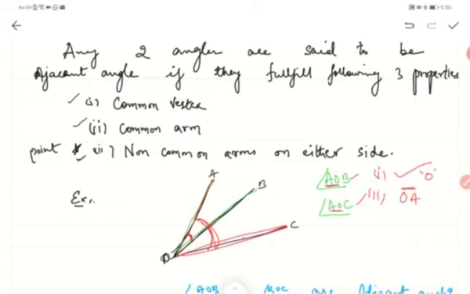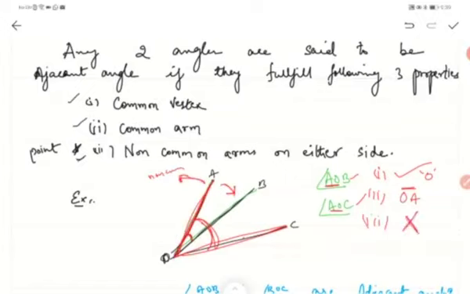AO is a common arm, or OA, any way you can write. Okay, so now the second point is also fulfilled. What about the third property? Non-common arms on either side. So you have common arm OA. To this side you have no arms, isn't it? This side you have only one arm, that is OB. So on either side, both the sides, you don't have your non-common arm, isn't it? So your third property is not fulfilled.